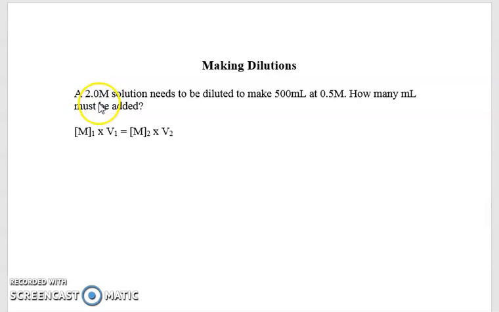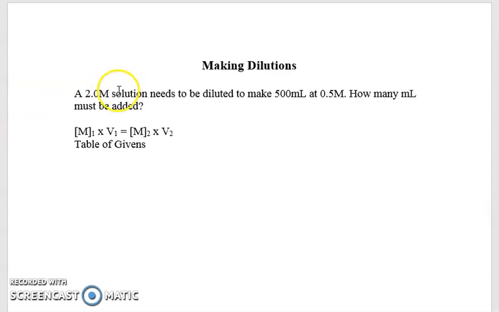So here we have a problem. A 2 molar solution needs to be diluted to make 500 milliliters at 0.5 molar. How many milliliters must be added? Okay, so if I have this formula over here, I can start my table of givens. So, what do I have? What am I given here?